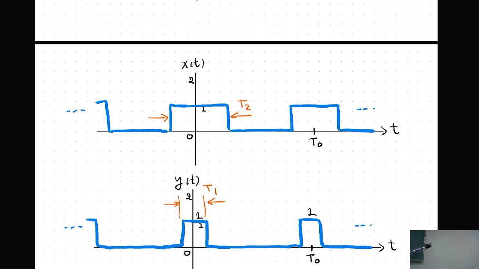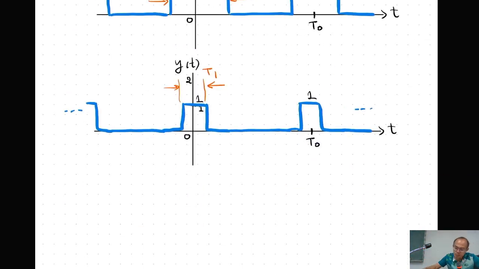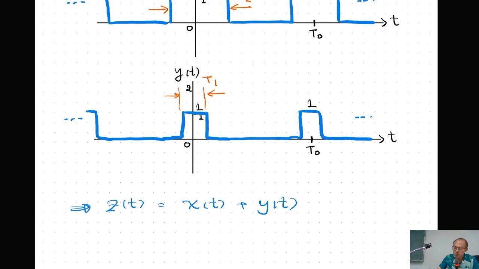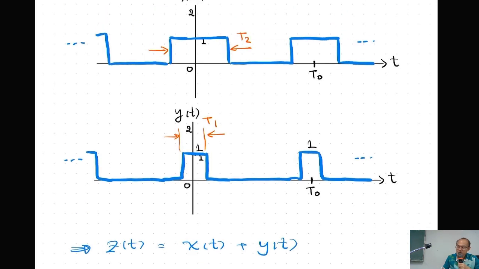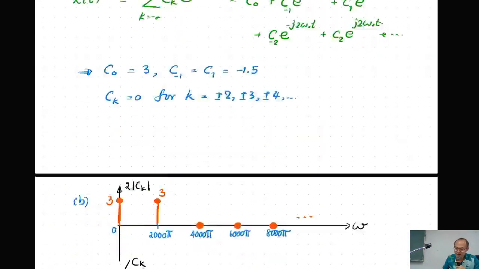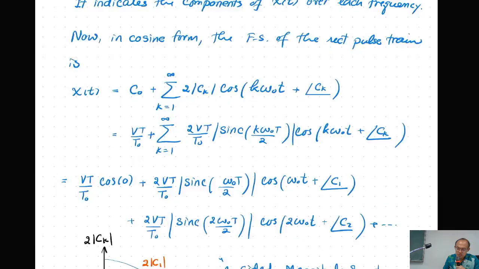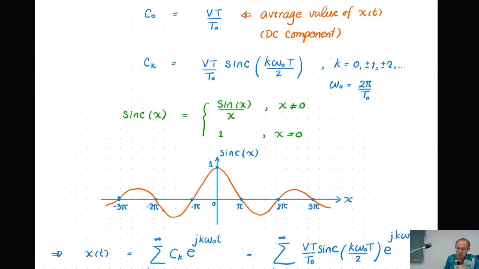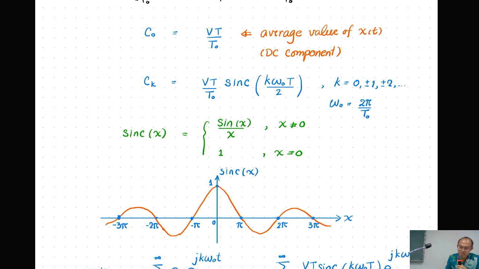All right. So we notice that z is x(t) plus y(t), right? And we know the Fourier series coefficient of x, because it's a rectangular pulse train, and we know that a rectangular pulse train has a certain Fourier series coefficient. So I'm just gonna copy this.